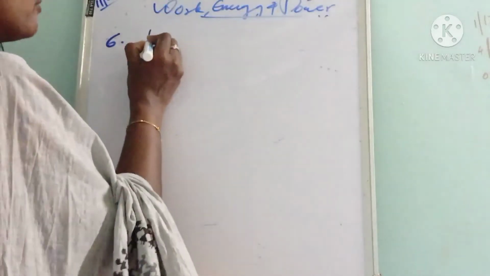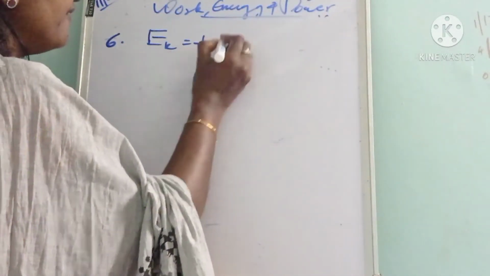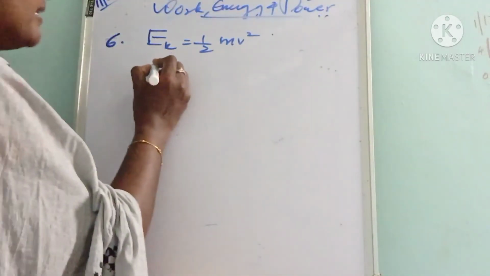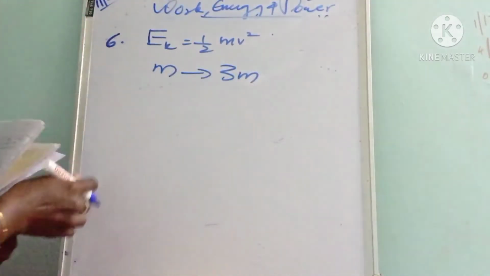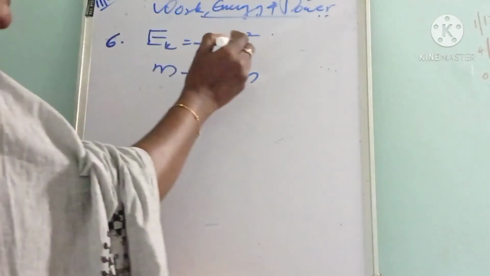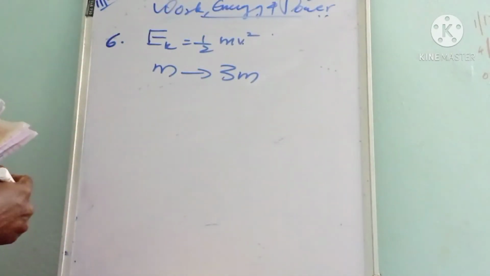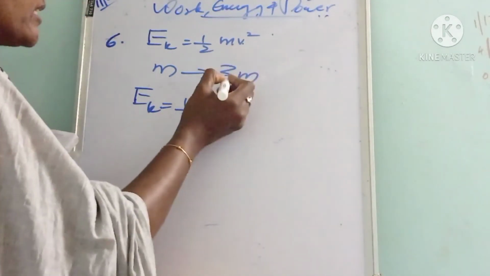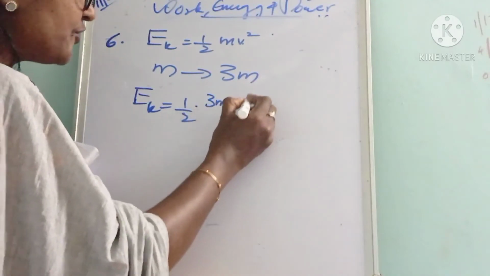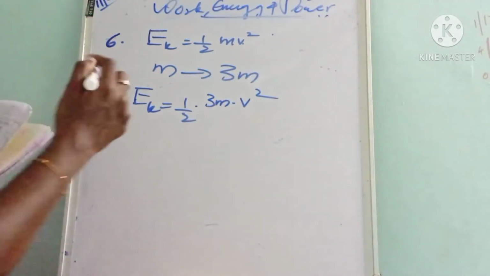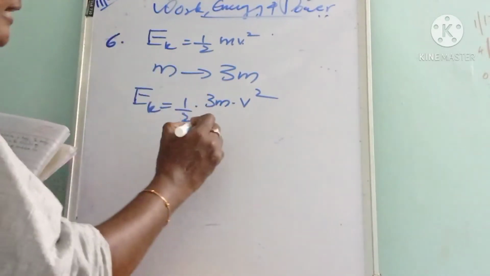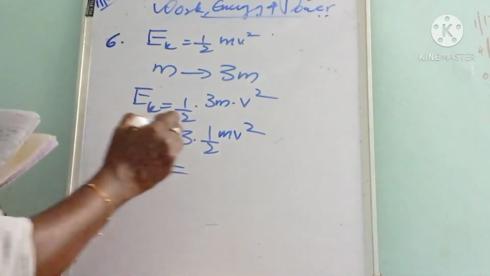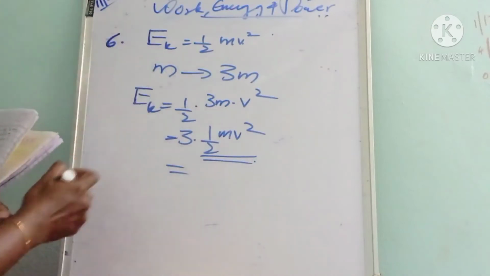All of you know the equation for kinetic energy, Ek equal to half mv square. In our question, we have tripled the mass. That means m becomes 3m, without changing the velocity. Then we can write Ek equal to, instead of m, 3m into v square. Then we can write the 3 first, and the remaining is half m v square.